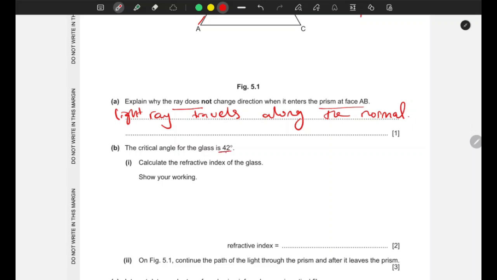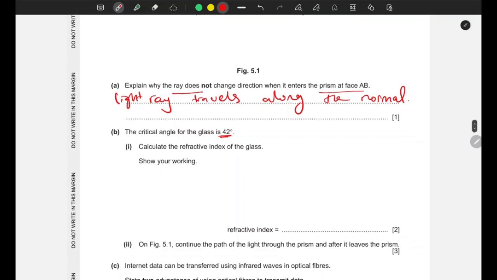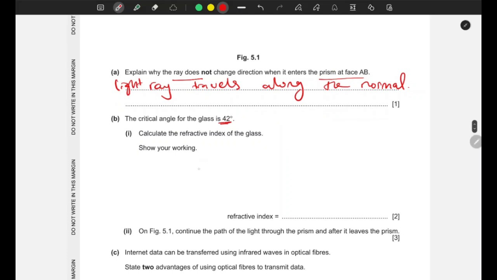The critical angle for glass is 42 degrees. Calculate the refractive index of the glass. Show your working. Okay. So refractive index, which is n, equals 1 over sine c. Whenever we have a critical angle, it's always 1 over sine c. That's the formula. So n equals 1 over sine 42 degrees, because the critical angle is 42. So 1 over sine 42 would give us 1.49. We can just write 1.5.